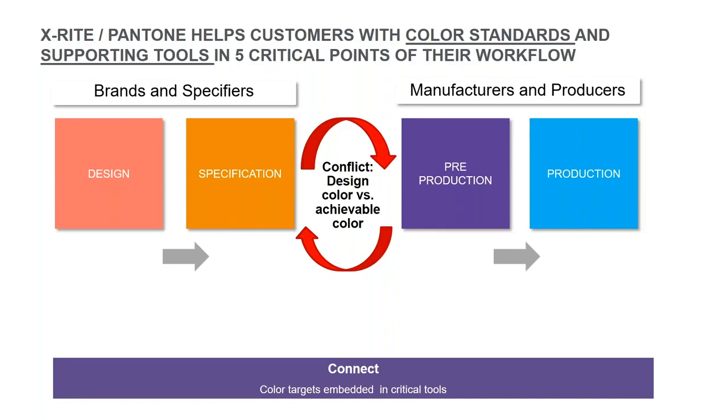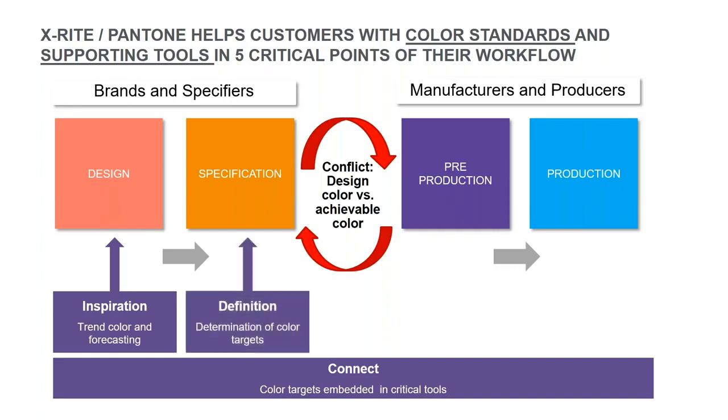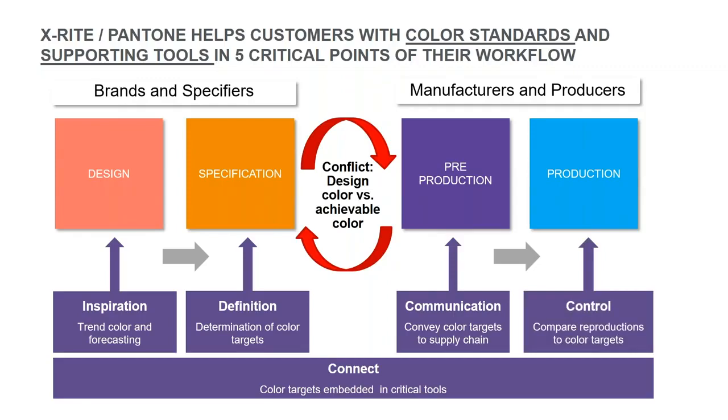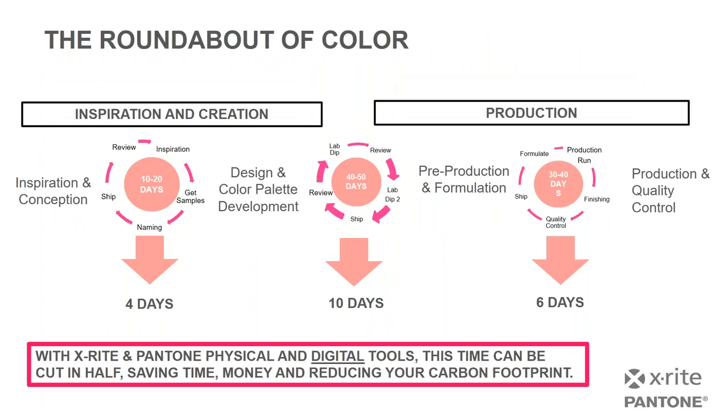So what we're going to talk about is connecting from beginning to end, right? So inspiration is your trend color forecasting, specification, determination of color targets, communication conveying color targets to the supply chain, of course, production, we're comparing the reproduction to those color targets. And this process can be very difficult.